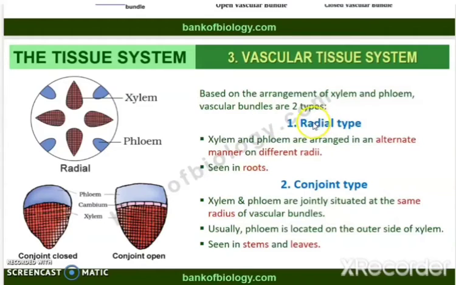Let us see about the radial type of the vascular bundle. So in this, the xylem and the phloem. So we are talking based upon the arrangement of xylem and phloem.